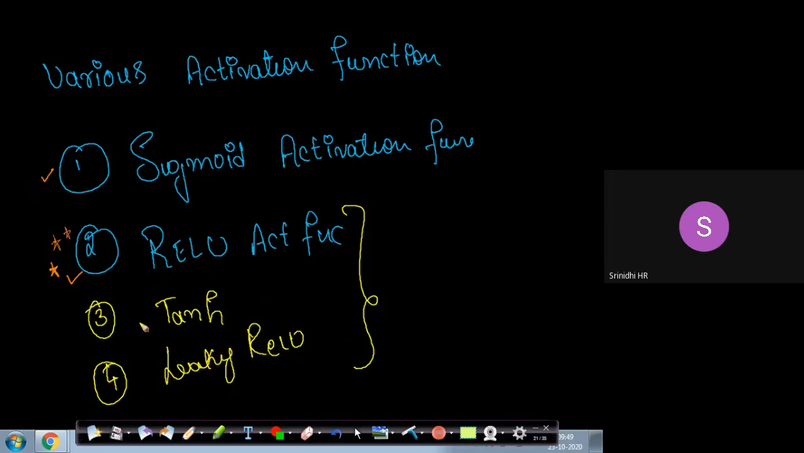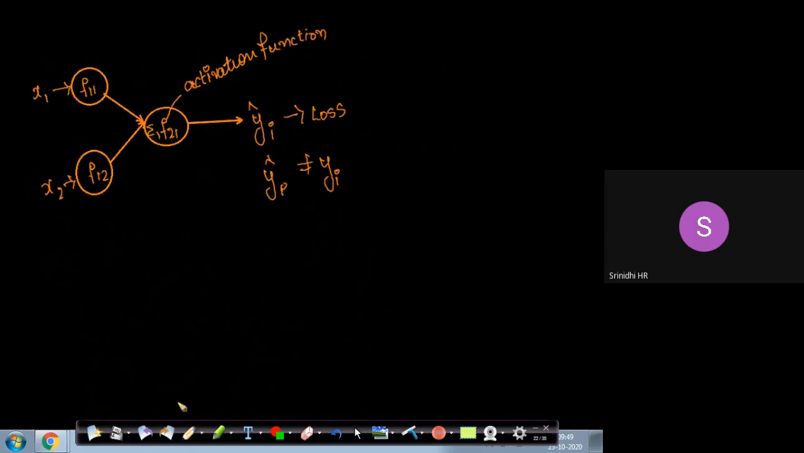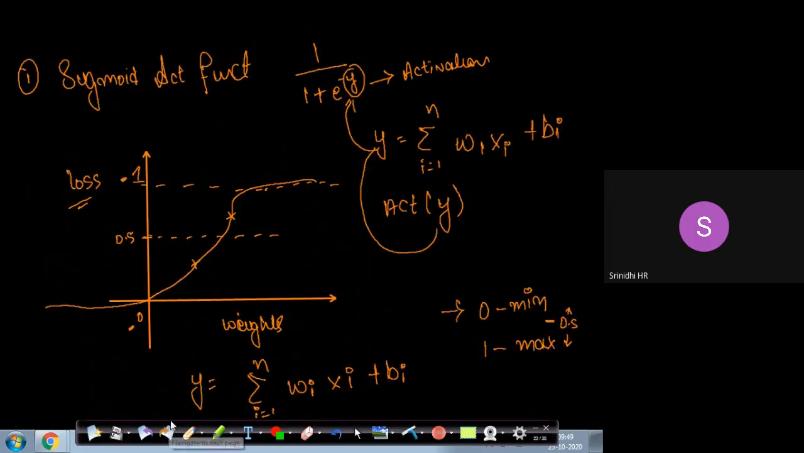So what is the sigmoid activation function? Let us consider this is my graph. If I apply the sigmoid activation function, this is my curve, where 0 is my minimum value and 1 is my maximum value. I put a threshold value, let's say 0.5. If my data point lies below the threshold value, it is considered 0. If it lies above the threshold value, it is considered 1.